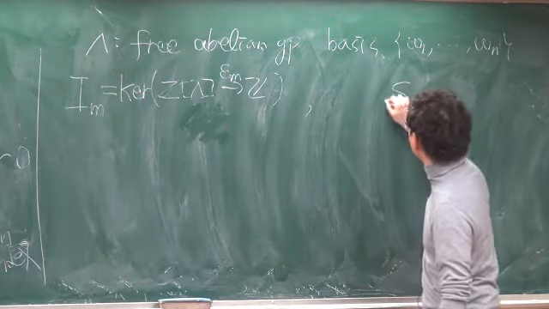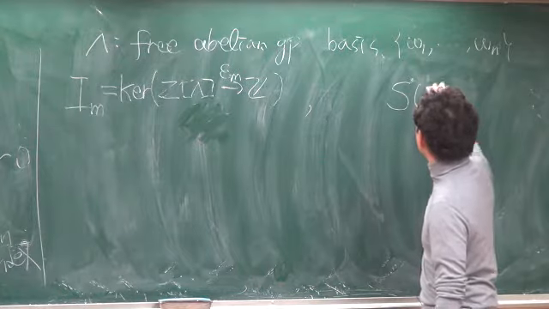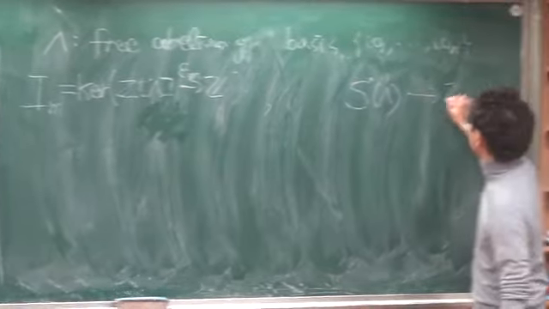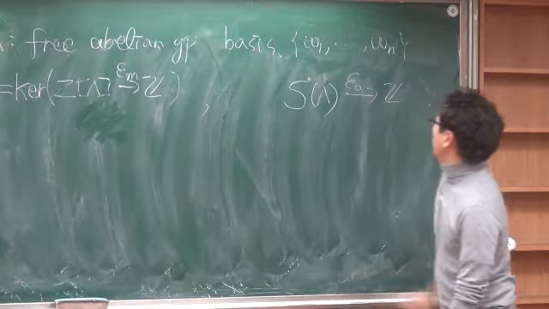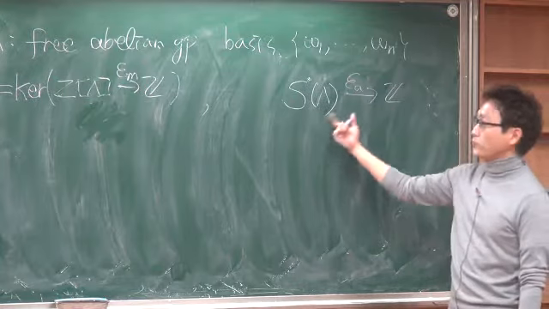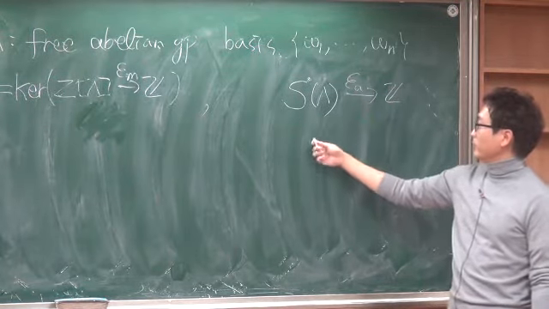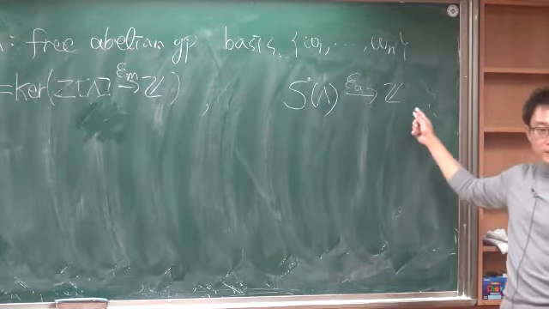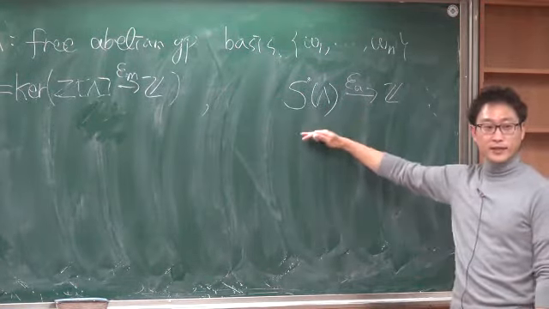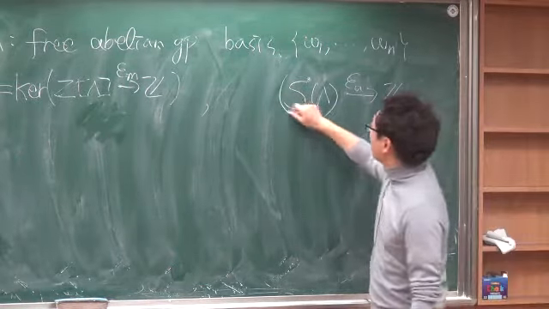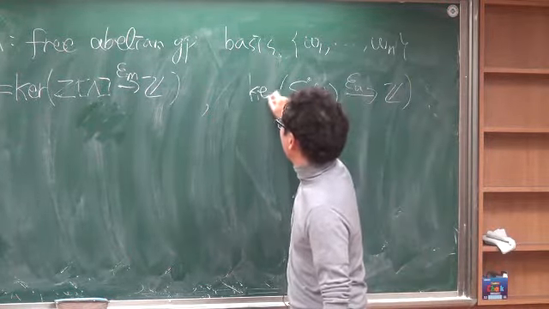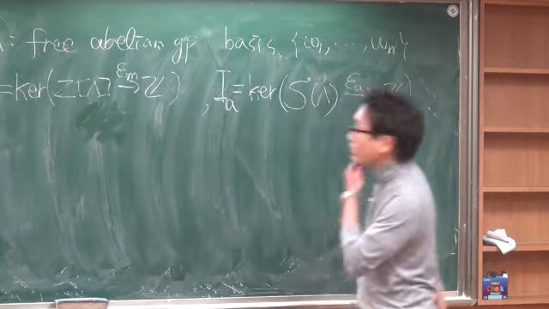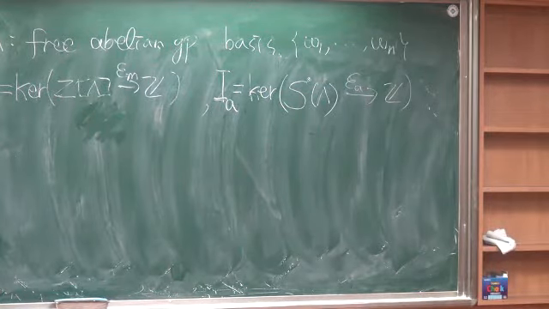And one can also consider the symmetric algebra of Lambda, and there is an augmentation map. Any positive degree element goes to 0. And this is denoted by the additive augmentation ideal.